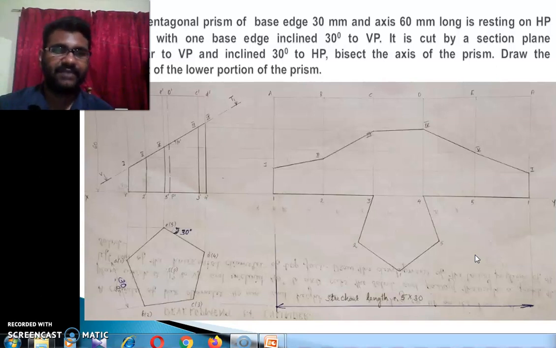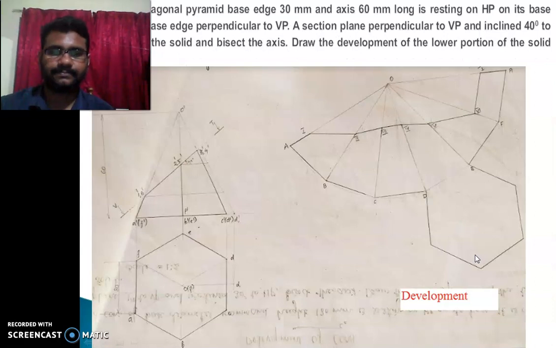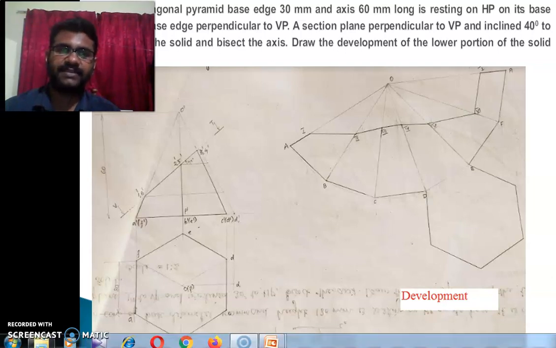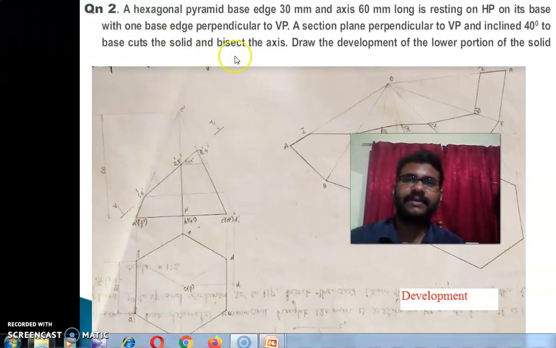Then we are moving to the next problem. The next problem is a hexagonal pyramid, base side 80 mm, axis 60 mm long, resting on HP on its base with one base edge perpendicular to VP. One base edge perpendicular to VP means we can start with one base edge in the top view, either on the left side or on the right side, perpendicular to the XY line.